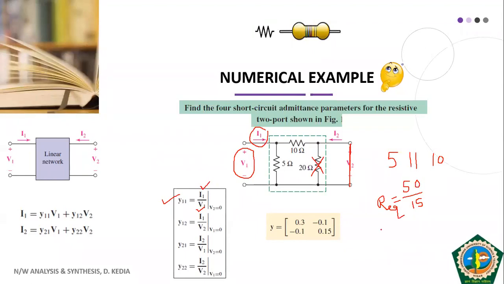R equivalent is nothing but your V1 upon I1 according to Ohm's law. This is equal to your equivalent resistance, that is R11. So R11 is 50 by 15. But what do we want? We want the reverse of this, that is I1 upon V1. So I1 upon V1 is Y11. What will be the value of Y11? Sorry, Y11 will be equal to 15 by 50, and 15 by 50 is nothing but 0.3.